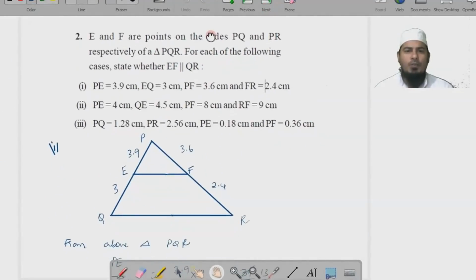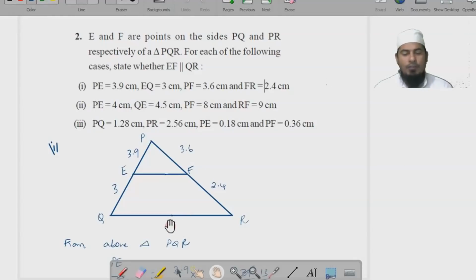In the next question, what is asked? In this triangle, E and F are two points on sides PQ and PR respectively of triangle PQR. For each of the following cases, that is cases 1, 2, 3, state whether EF is parallel to QR. So now we have to check, using the converse of basic proportionality theorem, whether the ratios are equal or not.